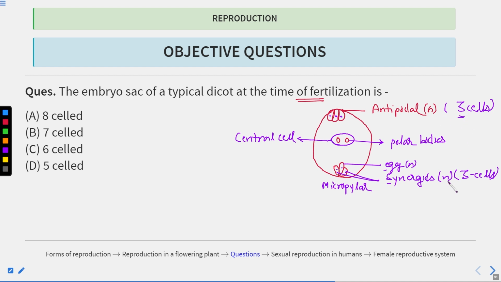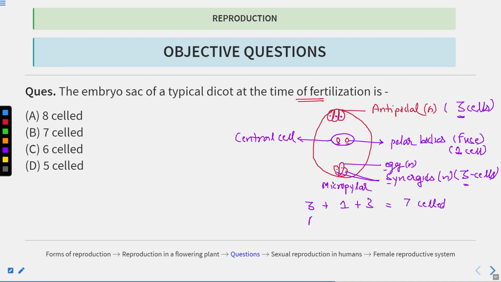3 cells we have here, 3 cells we have here, in total 6 cells, and these polar bodies will fuse at the time of fertilization. So a single cell will be formed. Okay, so here we can write, we have one cell with two nuclei. Okay, so total cell 3 plus 1 is 4, 4 plus 3 is, so we can write 3 plus 1 plus 3, and this will be 7 celled.